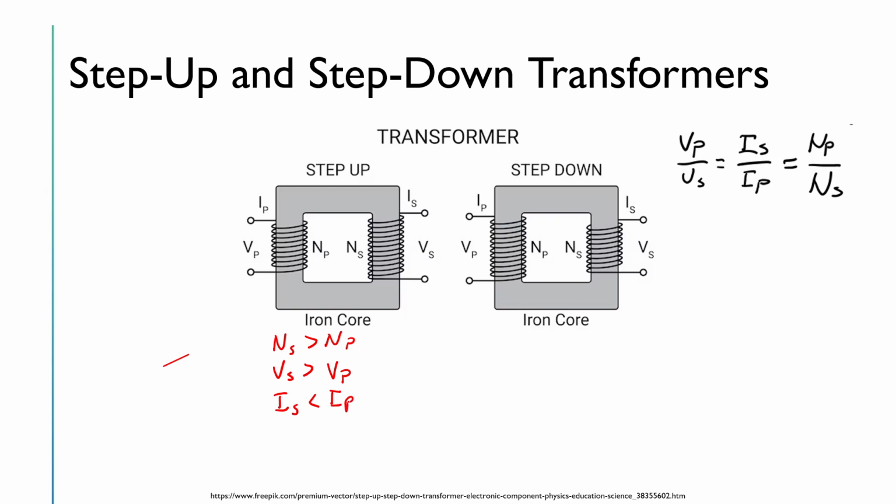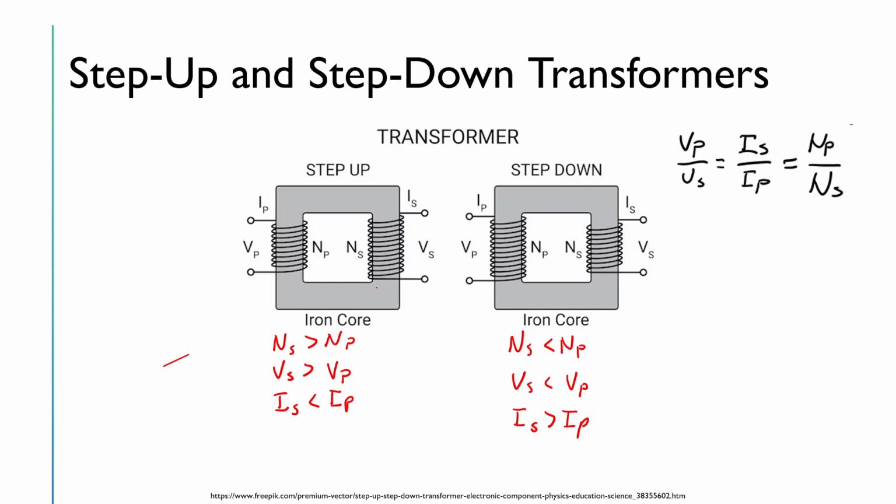So for a step-up transformer, what we need to do is increase the number of loops in the secondary coil. This will increase the voltage in the secondary coil, but decrease the current. Step-down transformers have the same pattern, but work in the opposite way. In this case, by decreasing the number of loops in the secondary coil, we will end up decreasing or stepping down the voltage in the secondary circuit. And on the flip side, we'll be increasing the current that's in the secondary coil.